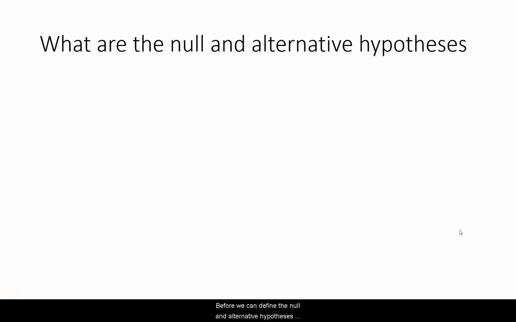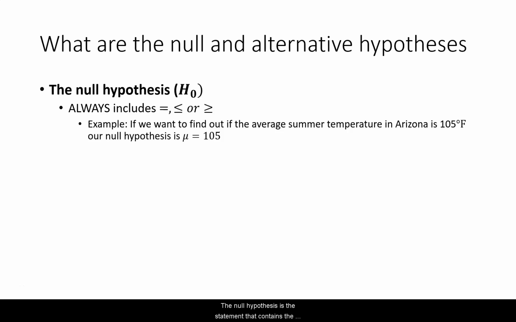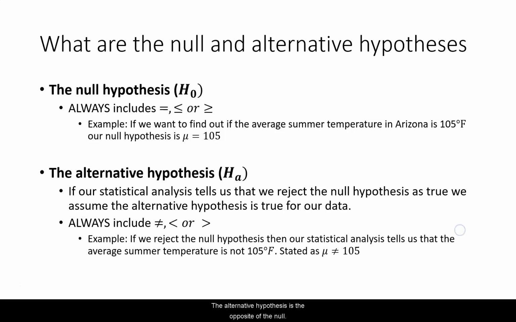Before we can define the null and alternate hypotheses, we should first learn about what they are. The null hypothesis is the statement that contains the equal sign. This will always be true. For example, if we wanted to find out whether the average summer temperature in Arizona is 105 degrees Fahrenheit, our null hypothesis in this situation would be mu is equal to 105. The null hypothesis may or may not be what we are testing, but if the statement contains the equal sign, it becomes our null.